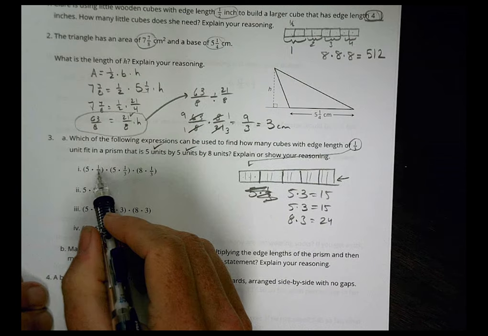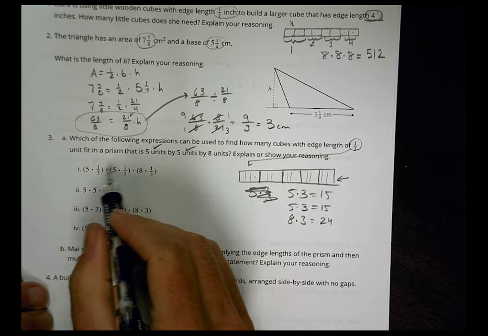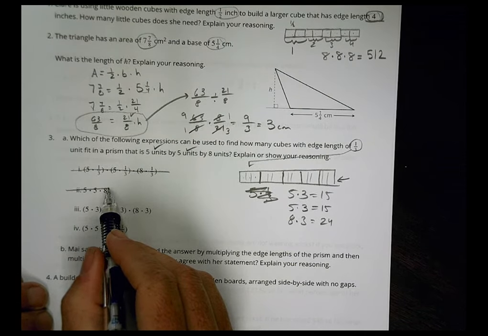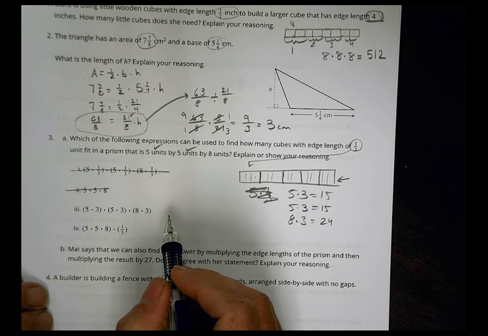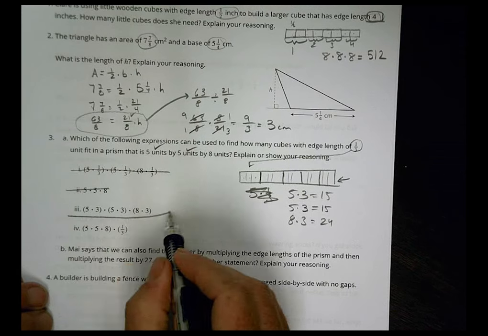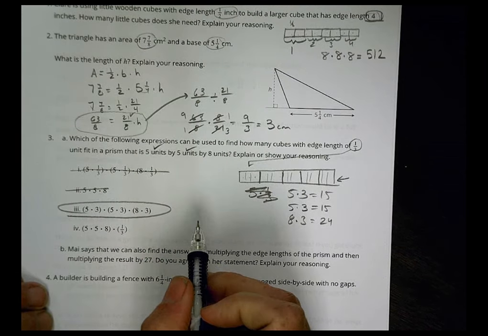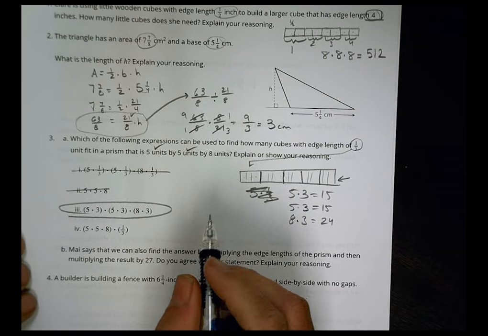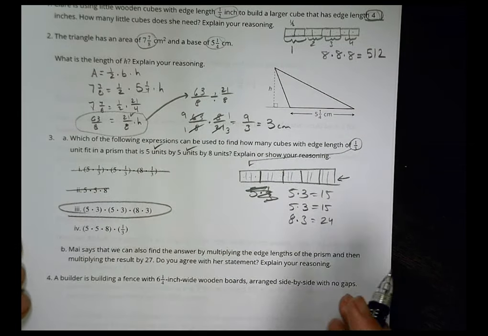So when I look over here, this is making them less. I don't want that. That's not going to work. This is what I already have. That's not going to work because I have to break it up into pieces of 3. And this is what I'm doing right there, which works out great. All right, so we're going to go with choice 3.